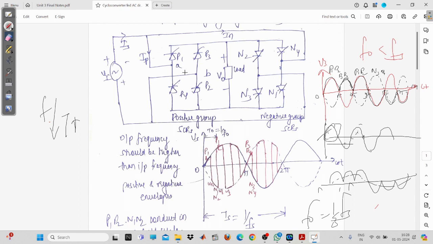So I think this much is very clear to you. In the next video, we'll try to understand the three phase to single phase, and that is the important point, the point of contention, we can say. So this is all for this video. Tomorrow or in the next video, we'll try to understand that.